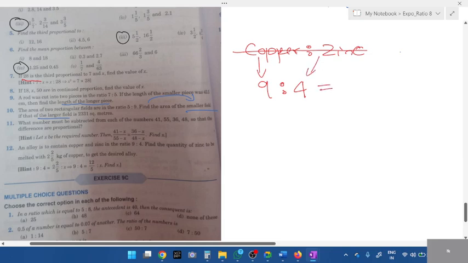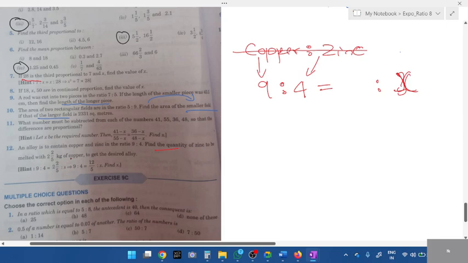Fine, is equal to what value? The quantity of zinc. Where is zinc? Is it first or second? Second. So you have to write the second value. What is the quantity of zinc to be melted? We need to find the quantity of zinc. That we will keep as X. Clear? Whatever we need to find, we keep it as X. Find the quantity of zinc to be melted with 2 by 5 kg of copper.